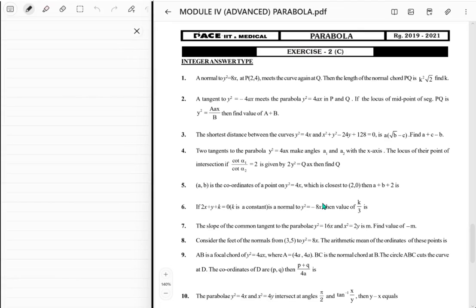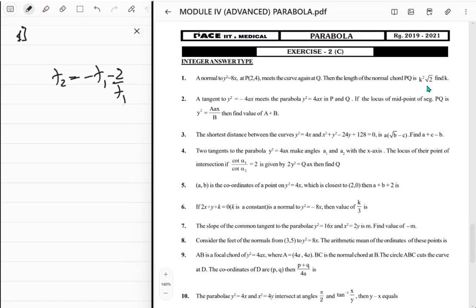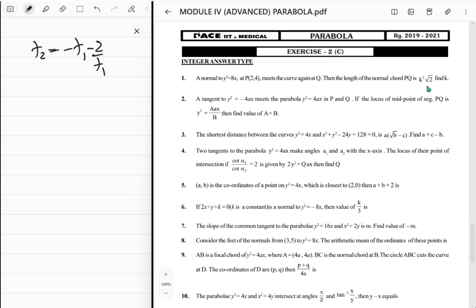Let's go. Question number 1. A normal to a parabola meets the curve again at Q. Then the length of the normal chord is this thing. Well, first of all, what's the normal chord? So this chord, the other point is going to be T2 is equal to negative T1 minus 2 upon T1, right? So we just want the length between these two.